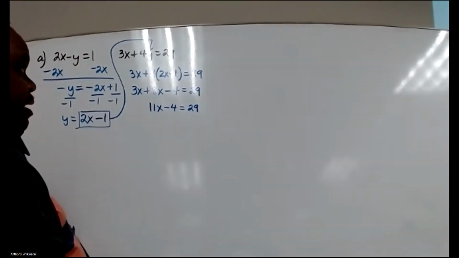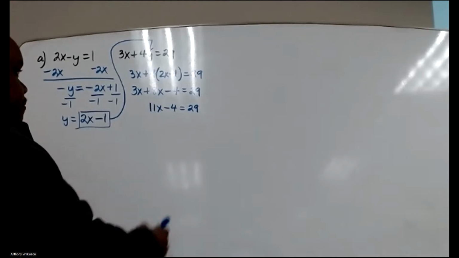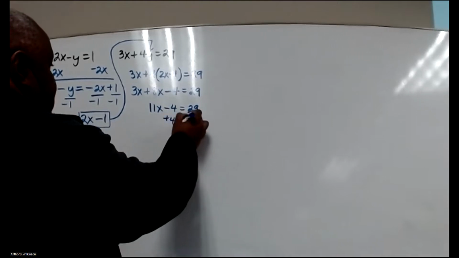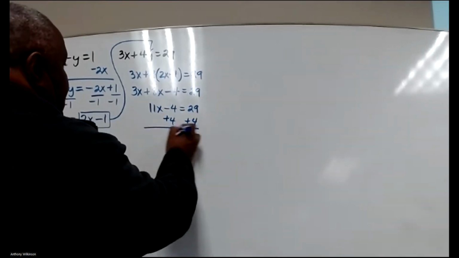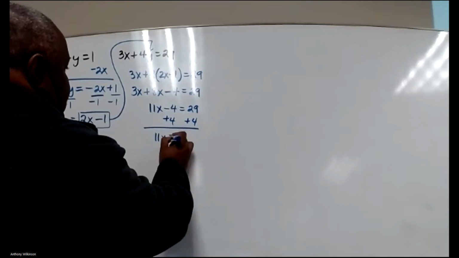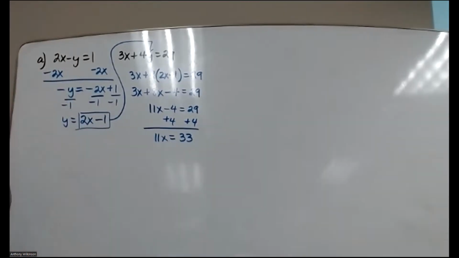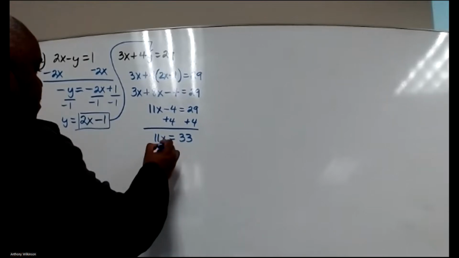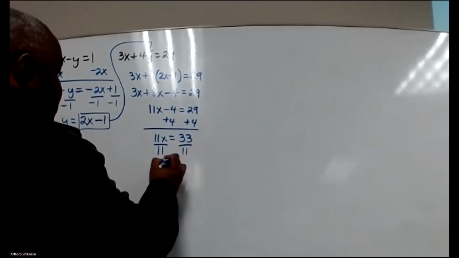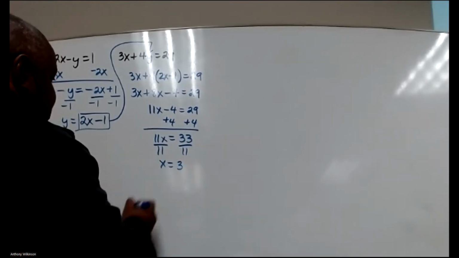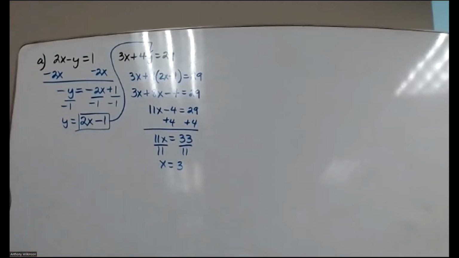What do I need to do to get 11x by itself? Add 4 to both sides. So 11x is equal to 33. And then divide both sides by 11. I know what x is. x is equal to 3.